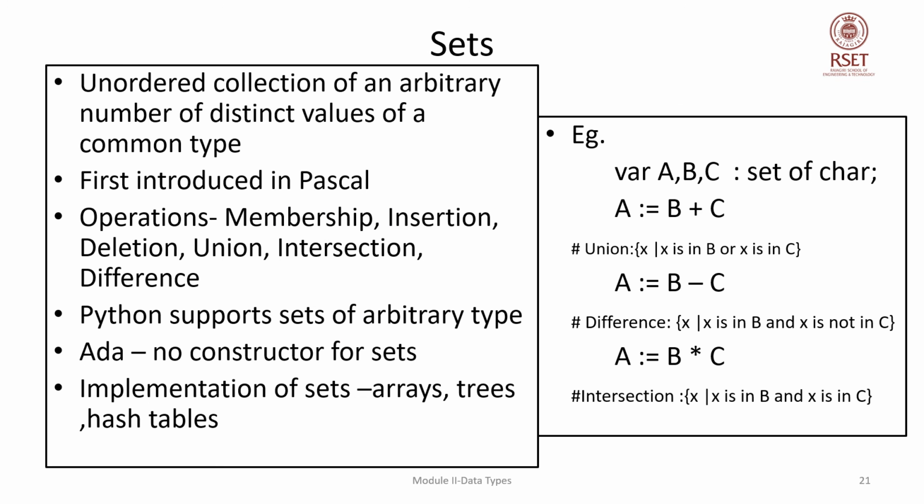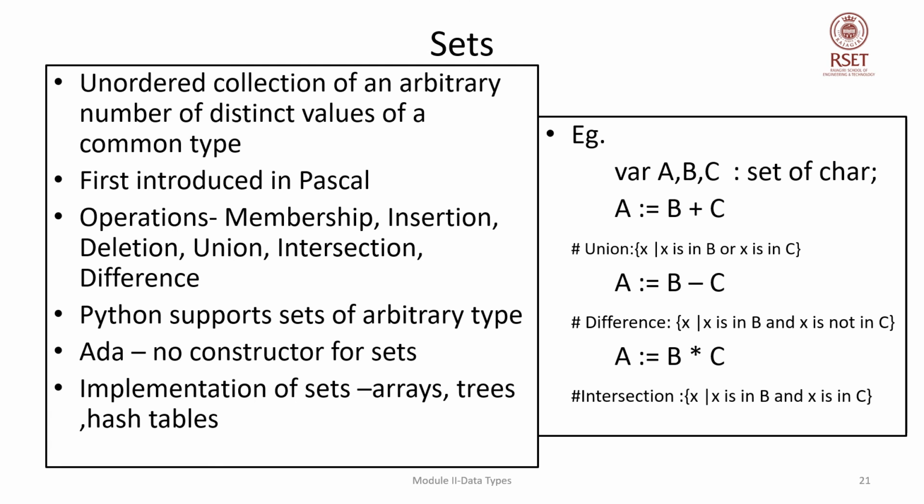Moving on to another type of composite data type, sets. A set is an unordered collection of an arbitrary number of distinct values of a common type. Okay, it can have any number of distinct values, but all the values should be of the same type. It can be either all numbers or all characters.